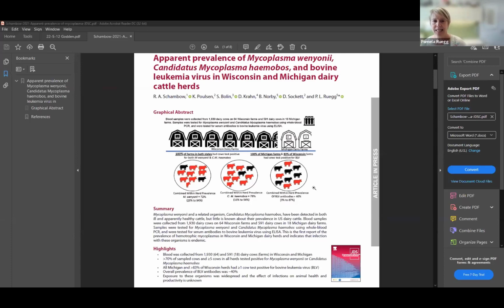Now, what would I do differently? I didn't realize that this graphical abstract was going to have the summary and the highlights. And that whole sentence on the front, at the top of my abstract, where I had text, blood samples were collected from 1,930 cows, and so on, is replicated in the highlights.